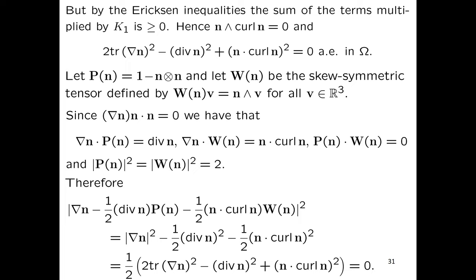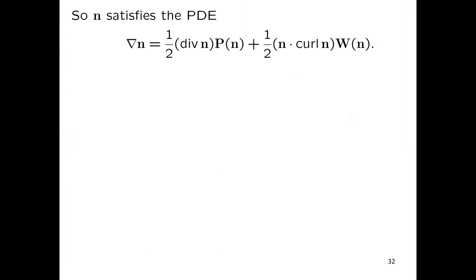And so to calculate it, because you get gradient n squared, you get the square of this term, which gives you a term in divergence n squared. You get the square of this term, which gives you a term which is actually plus a half times n dot curl n squared. Then you get cross terms, and the P(n) dot W(n) vanishes. This one gives you an n dot curl n, which turns the minus into a plus, turns the plus into a minus. And ditto with this dotted with this. So you get this expression, but that expression is zero. So that means that this square is zero. So that means that n has to satisfy this PDE.